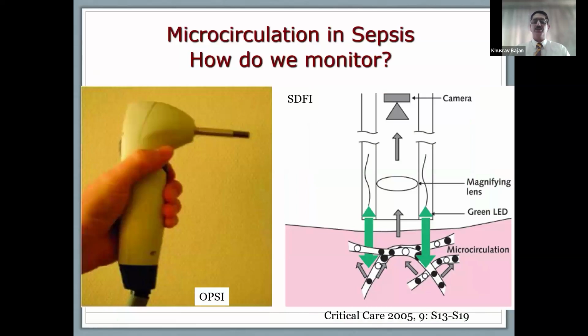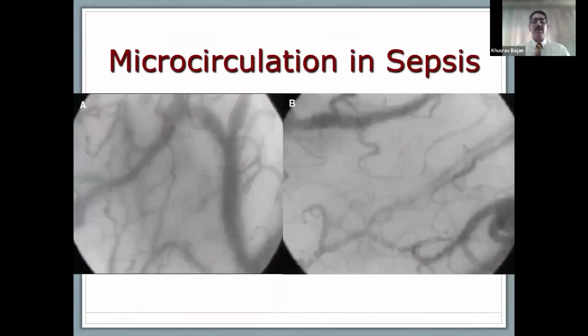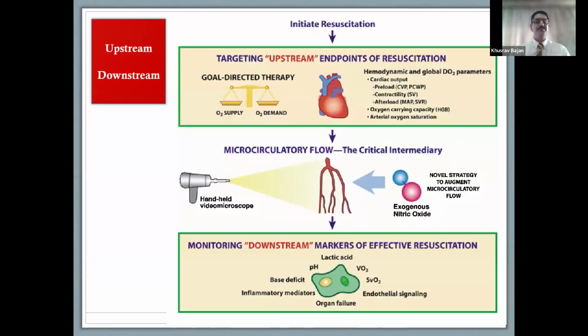Can we look at the microcirculation? So this is a probe which looks just under the tongue, and it is called the OPSI technology. And by looking at that, you can make out what happens in the microcirculation. To the left, A is normal microcirculation, whereas in B, you can see there is microcirculatory sludge and there is almost no flow in the microcirculation. So this would actually indicate that the microcirculation is compromised in our septic patients.